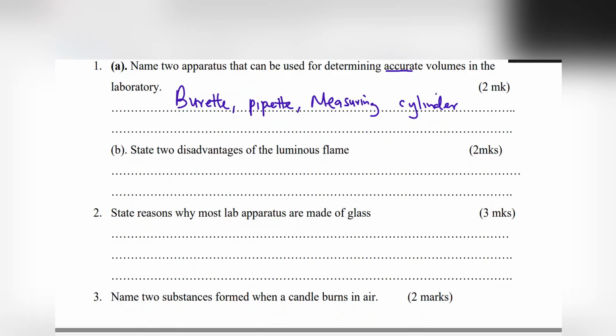B, state two disadvantages of using a luminous flame. Remember we talked about two types of flames produced by a Bunsen burner. One is a non-luminous, and two, we have a luminous flame. One of the disadvantages of using a luminous flame is that it produces soot, or what we call smoke, which makes the apparatus dirty. Apart from that, it produces less heat.